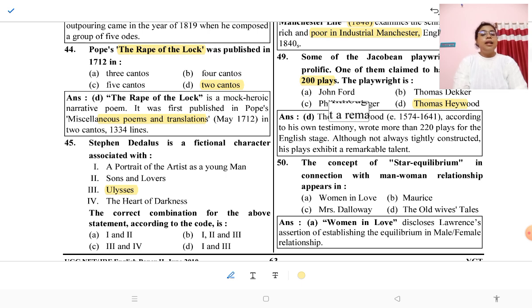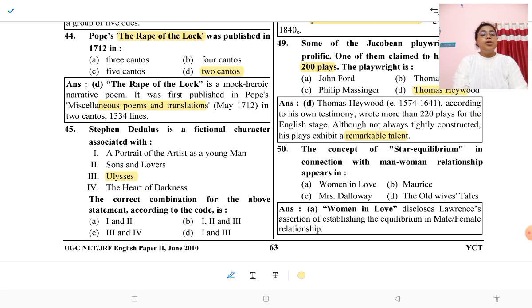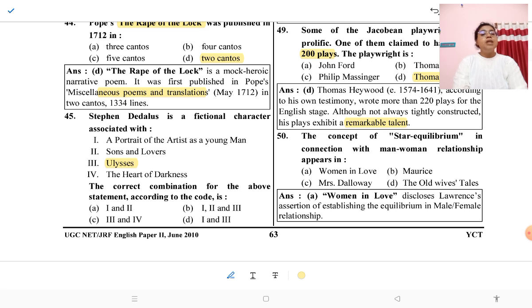Then the last question for today, question number 50. The concept of star equilibrium in relations, in connection with man and woman relationships, appears in Women in Love. It discloses Lawrence's assertion of establishing equilibrium in male and female relationships. So the star equilibrium appears in Women in Love.